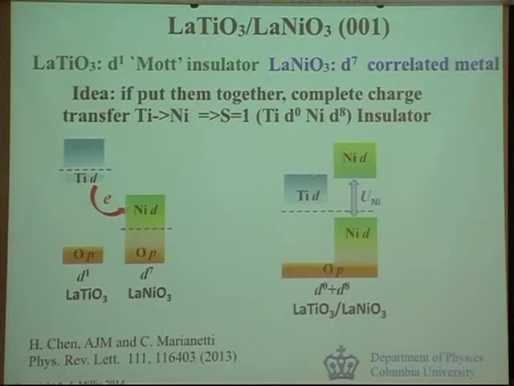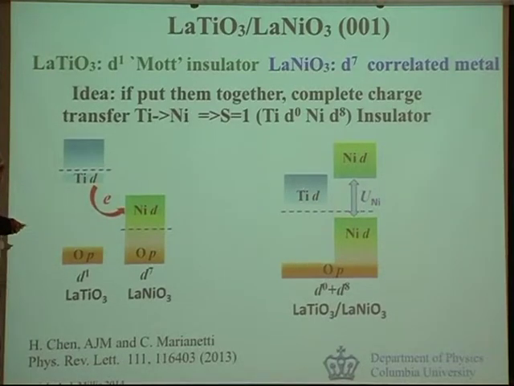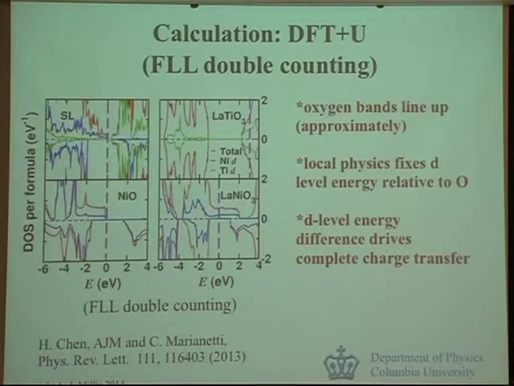If all the charge flows, then you may get an insulator. You will fill up this band, empty out this band, and get a different kind of insulator. You will go, in simple cartoon language, from D1, D7 to D0, D8. So that's a pretty cartoon. You may ask if it happens.